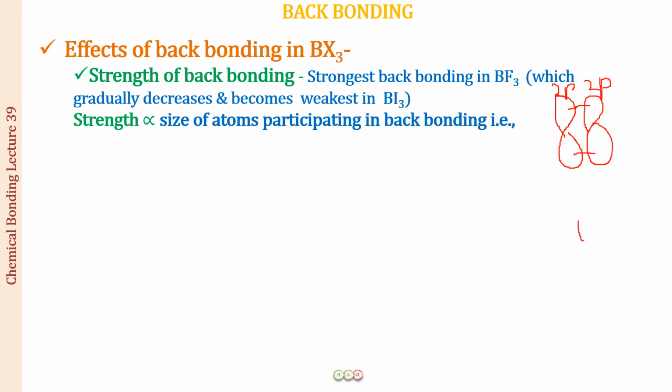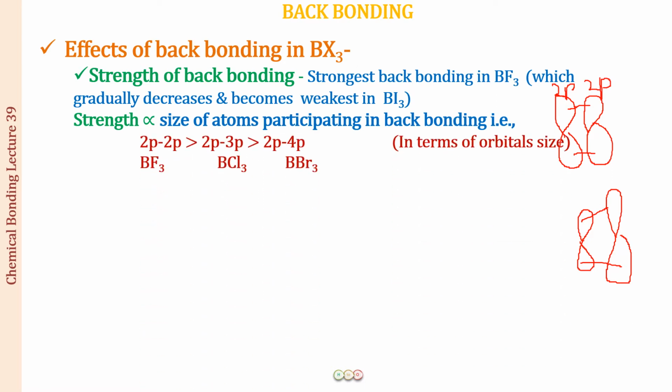When we move on to BCl3, it is going to be a 2p of boron and a 3p of chlorine, which has become bigger in size. Now the overlap is not going to be that effective, right? Because one of them is bigger in size. Similarly, as we move further from BCl3 to BBr3, it is going to be a 2p-4p overlap, and if it is BI3, it is going to be a 2p-5p overlap. And because as the size of one of the atoms is increasing, the overlap is not going to be that effective, and hence we say that the best back bonding is going to take place in BF3. This is going to be the strongest back bond that we have.